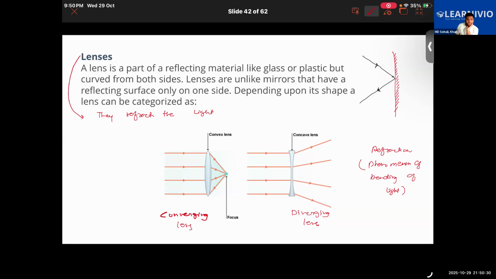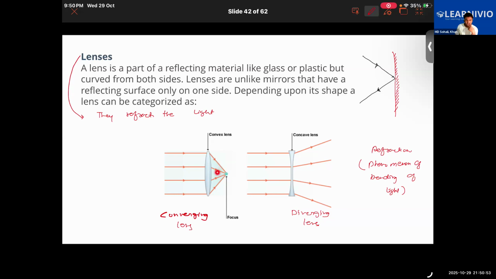Exactly. So what happens? This lens, which I was saying, is a transparent device that refracts the light instead of reflecting it. And refraction occurs when light bends as it passes through a different medium. So here you have two main types of lens. We have convex and we have concave.